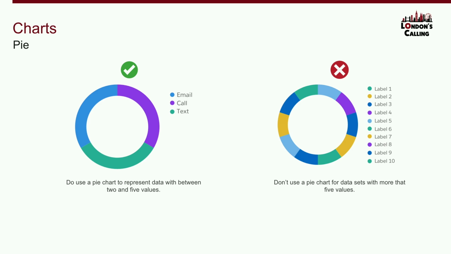When it comes to pie charts, do use a pie chart to represent data with between 2 and 5 values, and don't use a pie chart for data sets with more than 5. As you can see, again, it's just defeating the purpose of readability very easily. Salesforce does a brilliant job for us, and it's really easy if you're on a dashboard. If you click combine small values into others, then you're going to have an additional category here that's going to say others, and it just takes care of you.